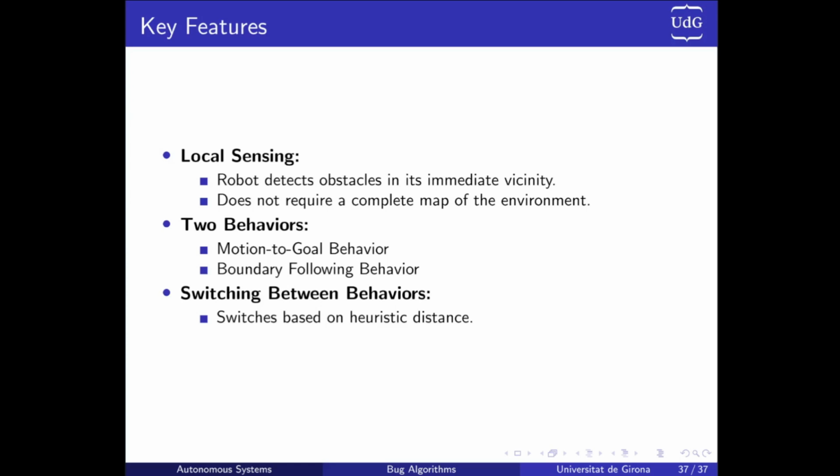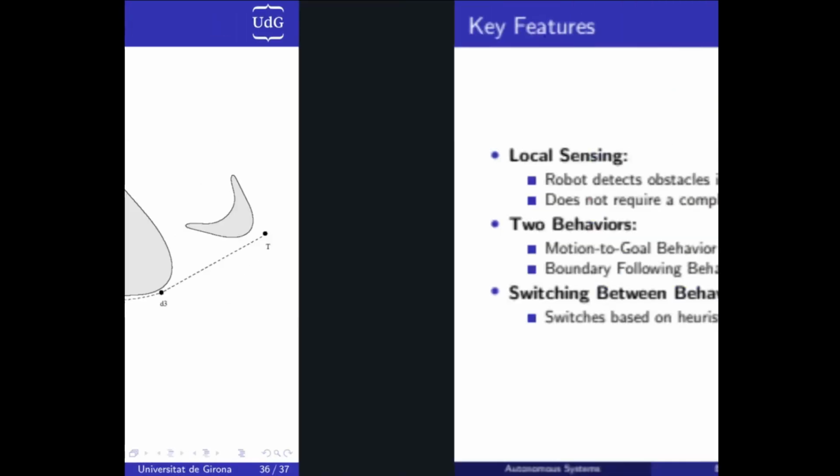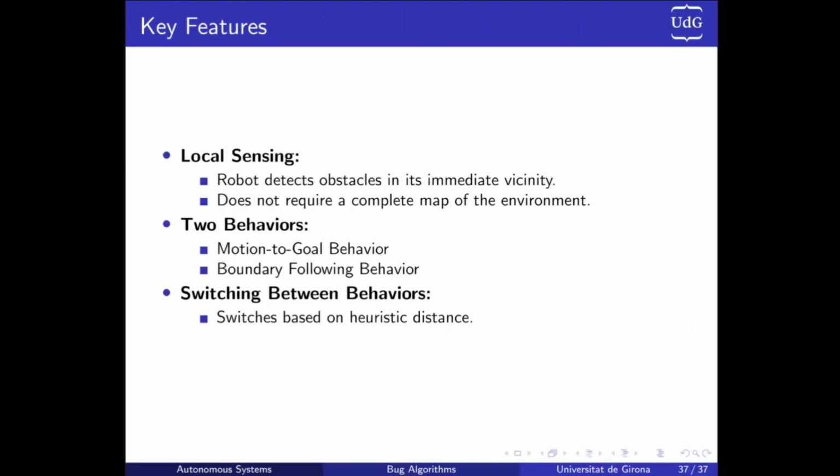Okay, and just summarizing. Here we assume that we have local sensing. It means that we don't know, except for this last algorithm, for this last environment, where we assume this idealized scenario. We don't assume that we know the environment. We assume that we only know what our robot is able to detect in situ.